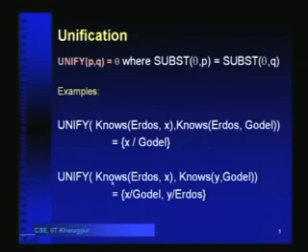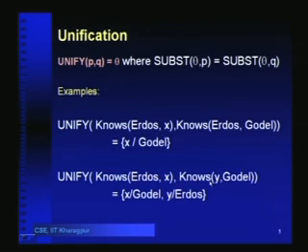So, let us say that we have Knows(Erdos, x) and Knows(y, Gödel), right. Then the unifier is x replaced with Gödel and y replaced with Erdos. Now, see this theta, the substitution is actually replacing one variable of this predicate and another variable of this predicate. But after that substitution is done, these two become identical, because the left hand side will become Knows(Erdos, Gödel), and the right hand side will also become Knows(Erdos, Gödel).